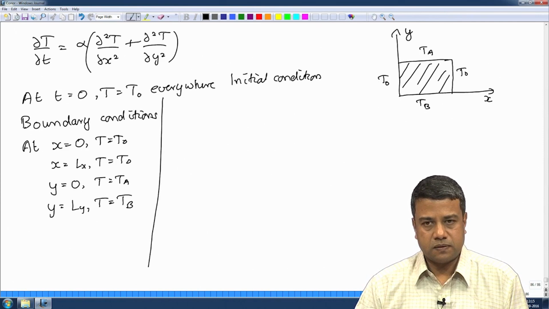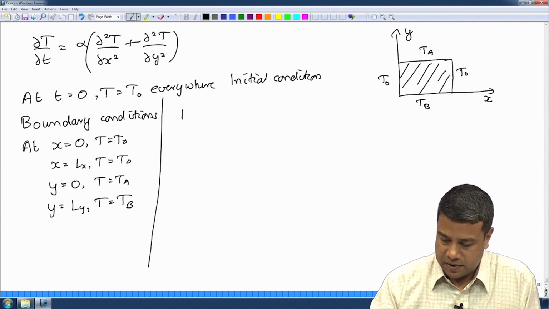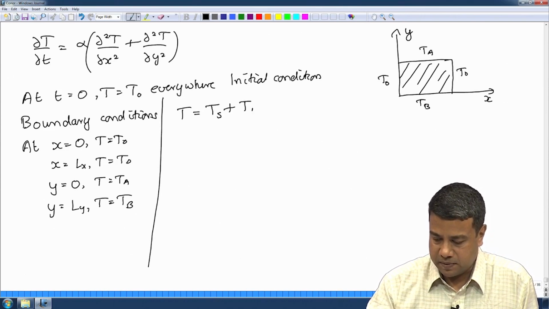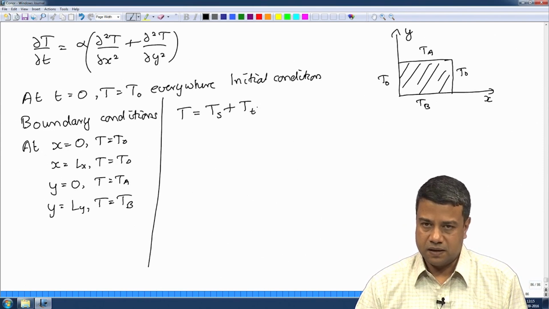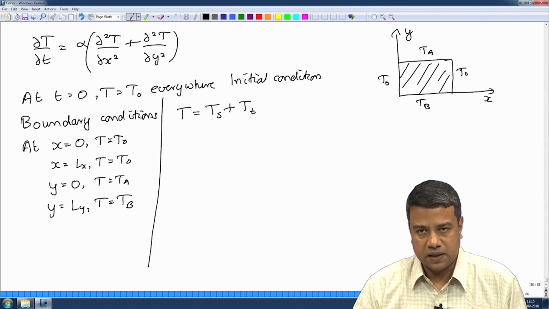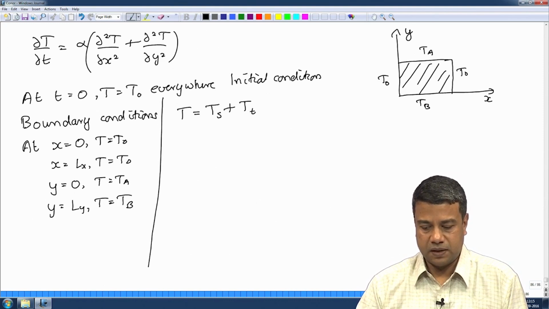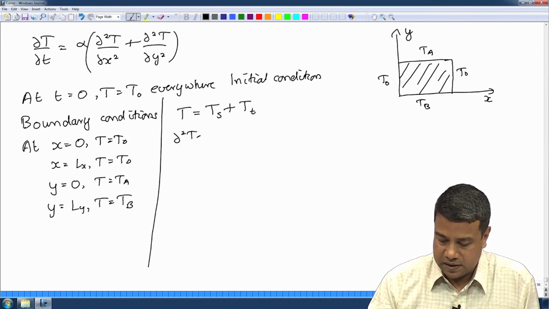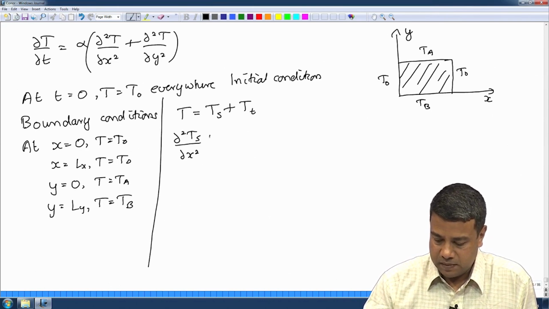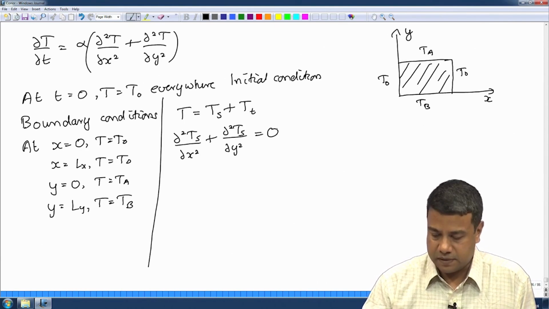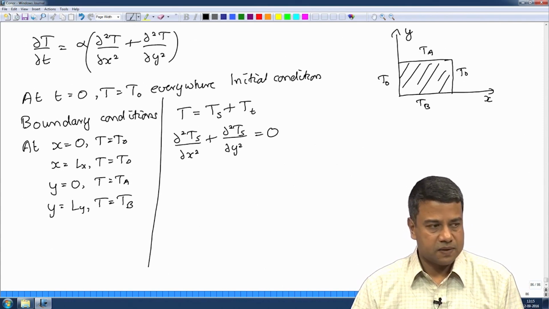First thing, I can write down, okay, the temperature is equal to a steady part plus a transient part. This we had done earlier as well. When we solved in one dimension, we had separated the temperature into a steady part plus the transient part. Okay. We do that in the two dimensional case as well. Okay. For the steady part, we are solving the equation partial square T steady by partial x square plus partial square T steady by partial y square is equal to 0. That is the equation we have just solved.